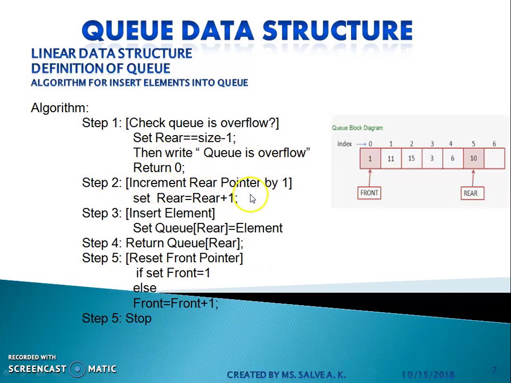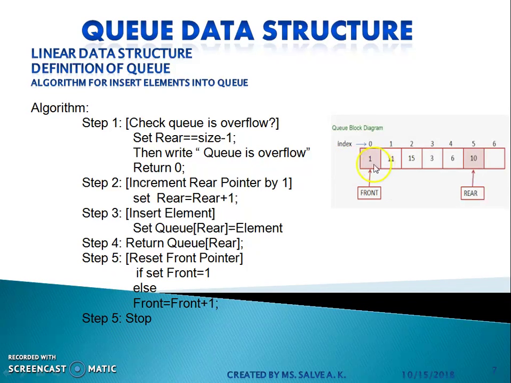Step 2, increment the rear pointer by 1. Set rear equal to rear plus 1. Then insert the element. Set Q of rear equal to element. Then return Q of rear. Reset the front pointer: if front pointer is equal to -1, then set it to 0, otherwise the front pointer is increased by one. Then stop there.